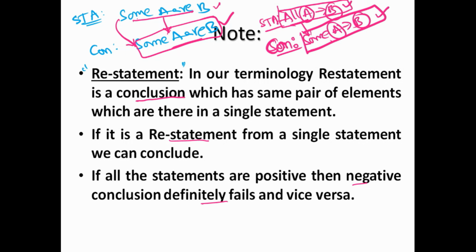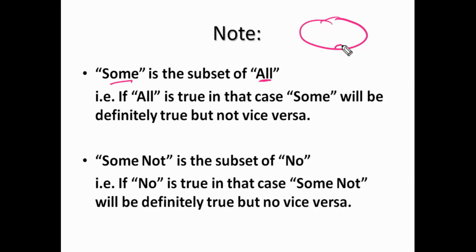Next, see, some is a subset of all. How, sir? This is some part, some part, some part. If we take all the somes, automatically it will be the all, right? So some is a subset of all, which means all is the superset of some.